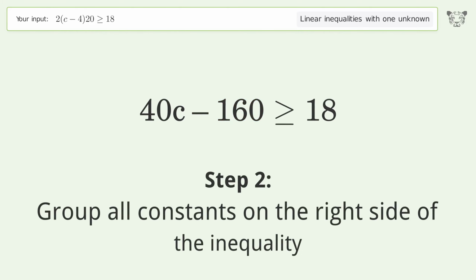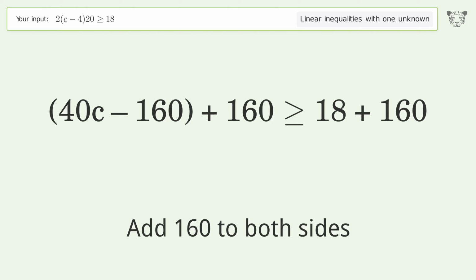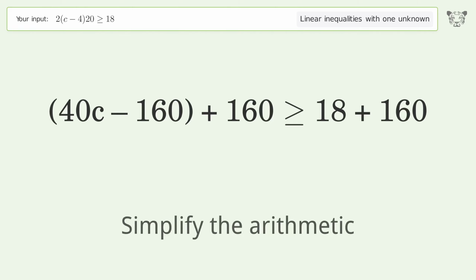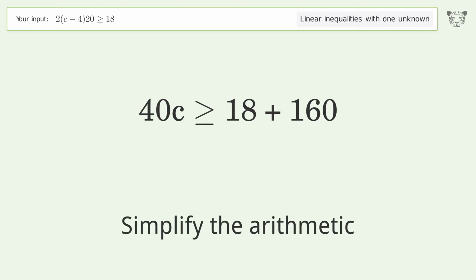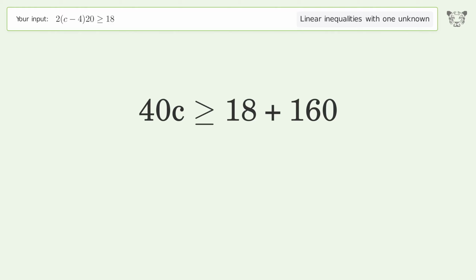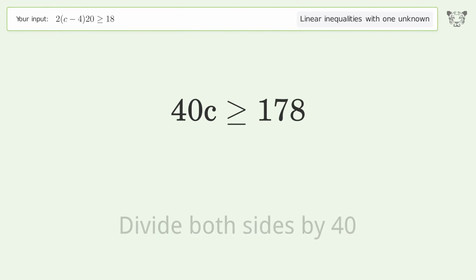Group all constants on the right side of the inequality. Add 160 to both sides. Simplify the arithmetic. Isolate the c. Divide both sides by 40.